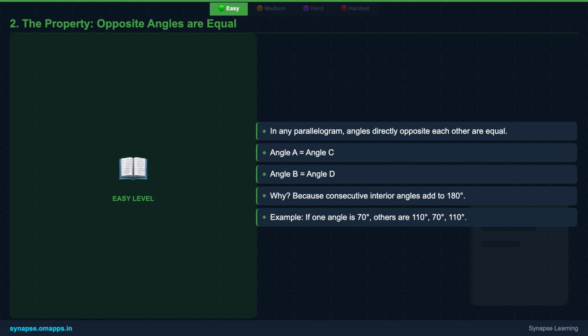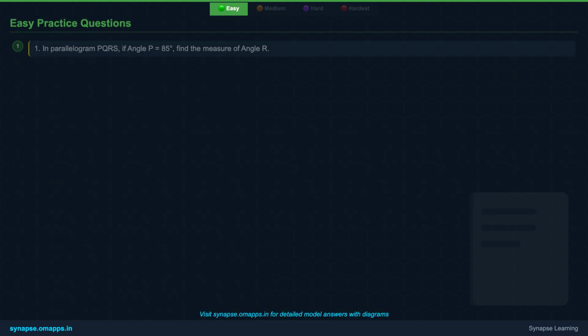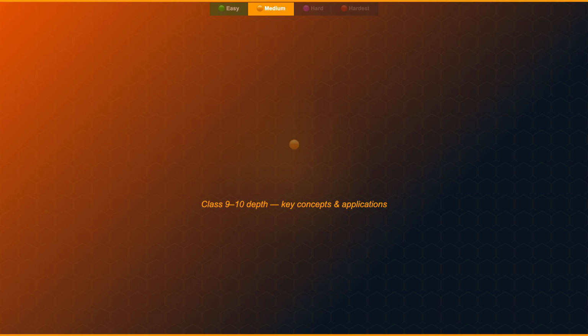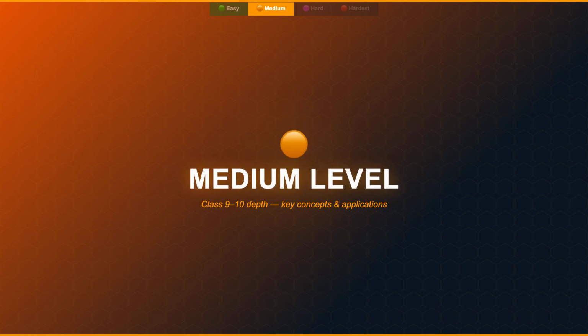For example, if one angle is 70 degrees, its opposite is also 70, and its neighbors will be 110 degrees each. Time to put your understanding to the test. Here are 3 straightforward practice questions. Grab your pen and paper and try to apply what you've just learned about opposite angles in parallelograms. Pause the video if you need more time to solve them. Good luck! Now, let's deepen our understanding.